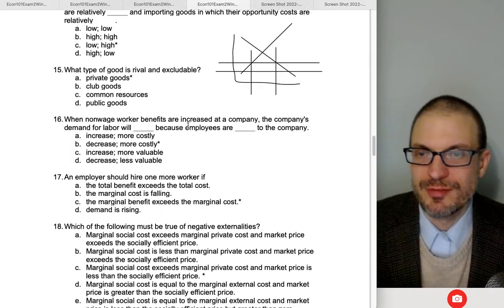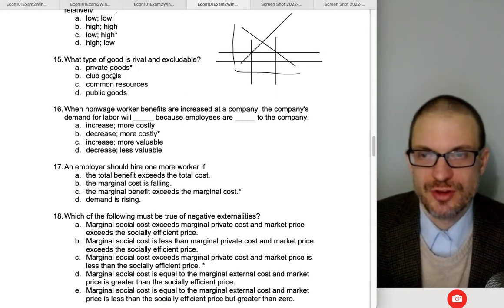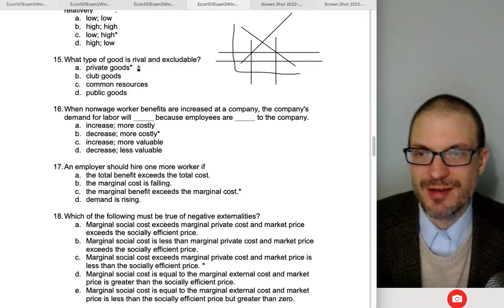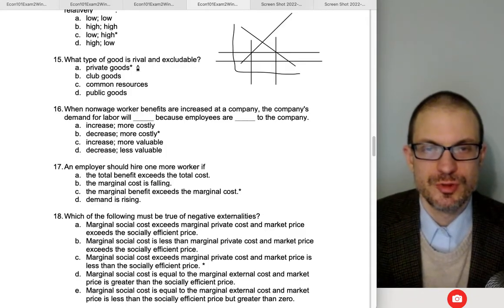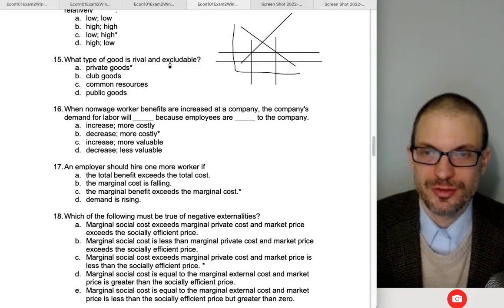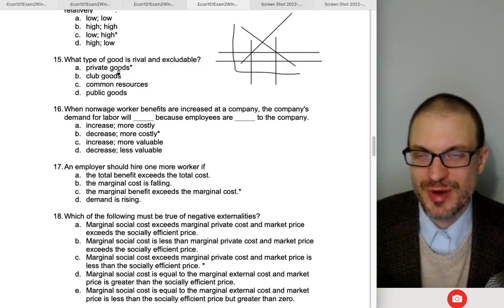What type of good is rival and excludable? By definition, private goods, right? Rival goods are goods that when you consume, there's one less in the universe for everyone else. Excludable means you can limit who's able to consume. Private goods are goods that are rival and excludable.